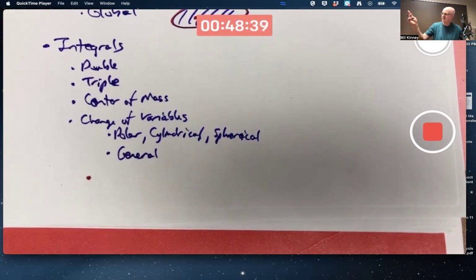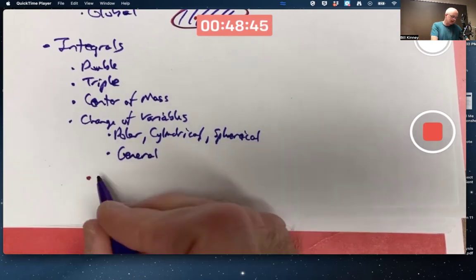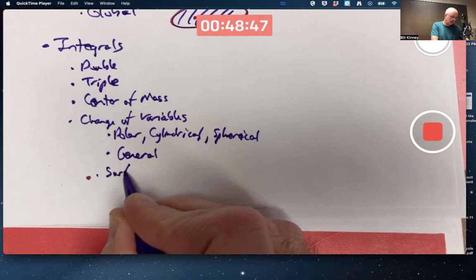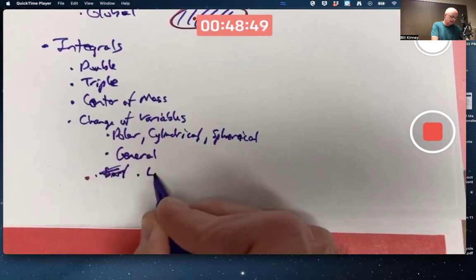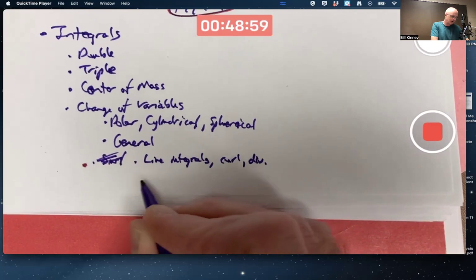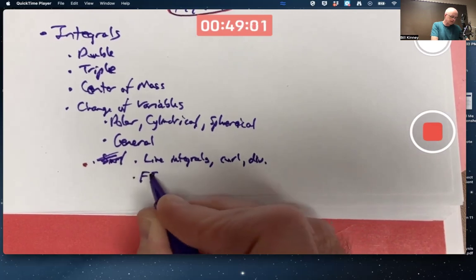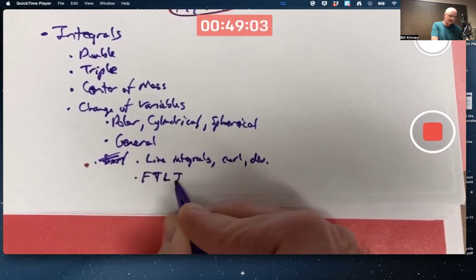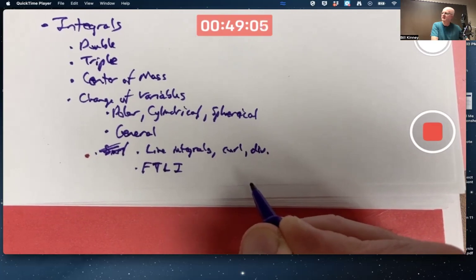There is a sample problem from the 2018 exam and also Dr. Yang's exam on the general one. And then all the stuff with surfaces, well, okay. Line integrals, curl, div, fundamental theorem of line integrals, FTLI.